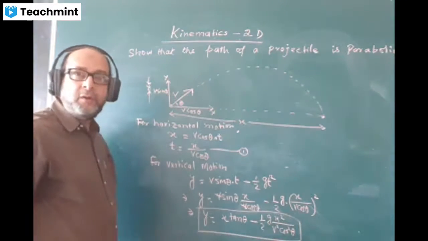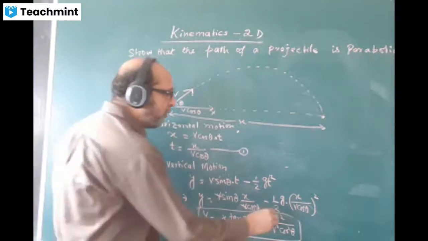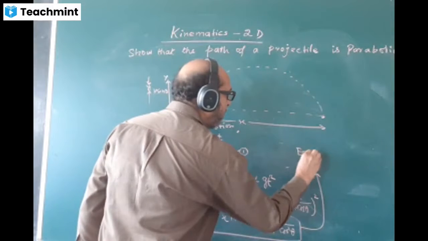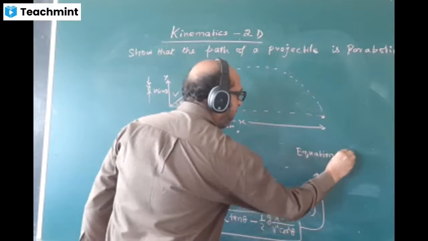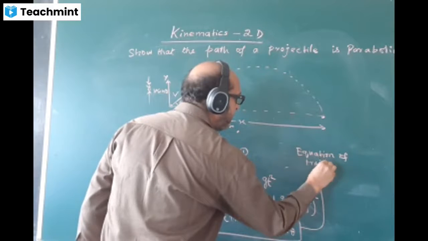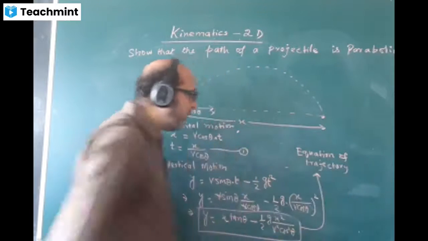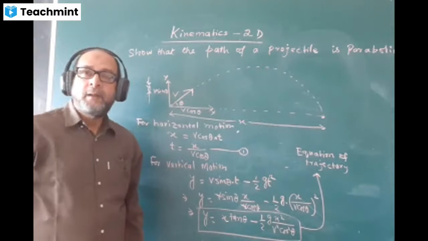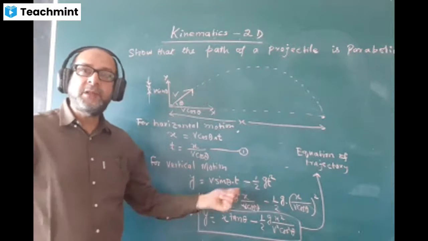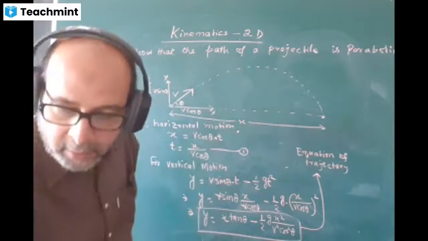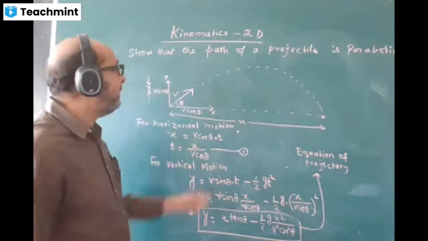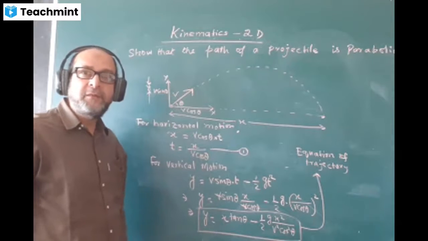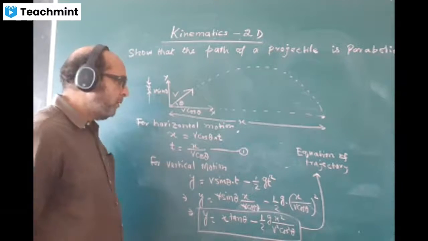This equation is called the equation of trajectory. Equation of trajectory is this path, the equation of this path. This equation is called the equation of trajectory, or the equation of the path acquired by the projectile. A projectile is the body which is moving in this way, which is projected or thrown.